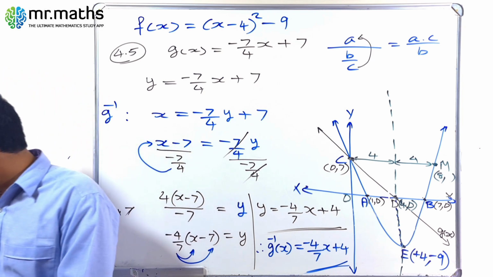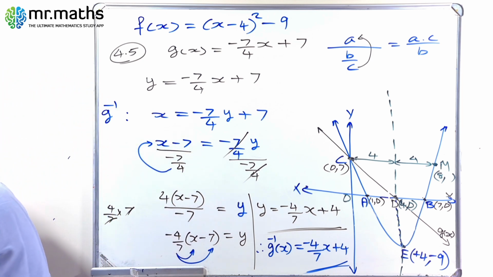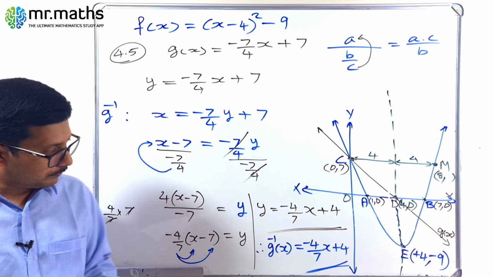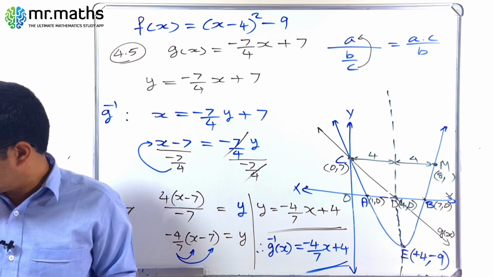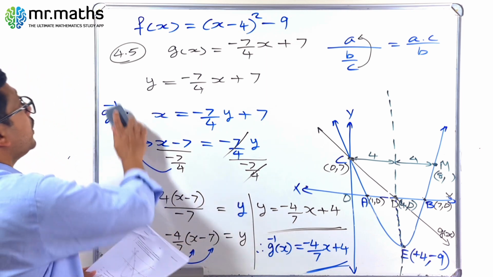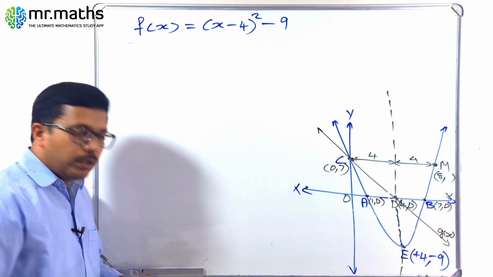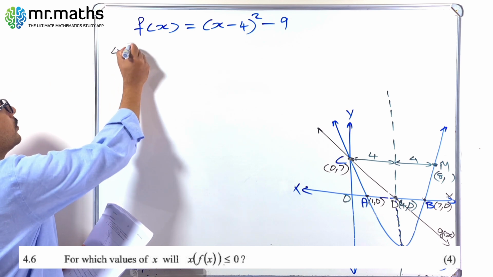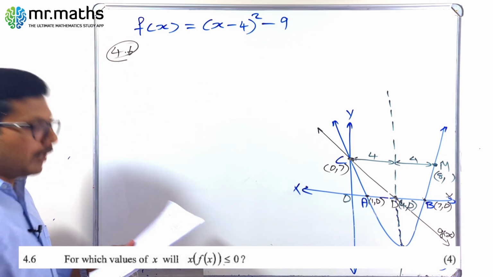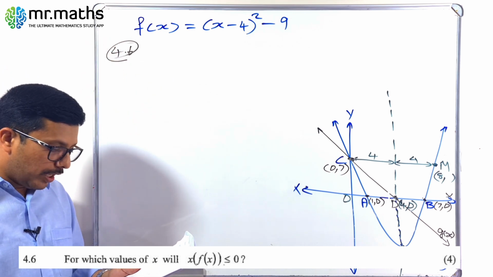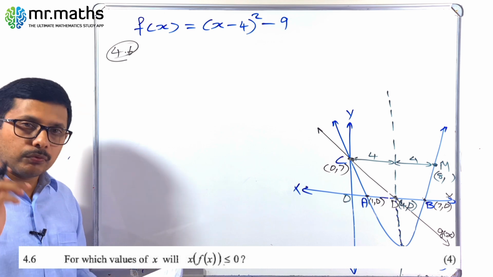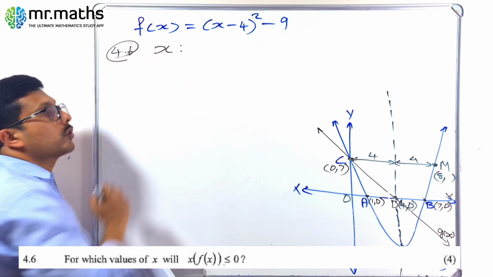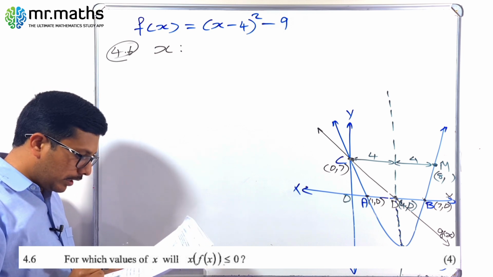Now let's move to the next question, question number 4.6. What is that question? For which values of x, that means you have to find the values of x. And what is the condition?